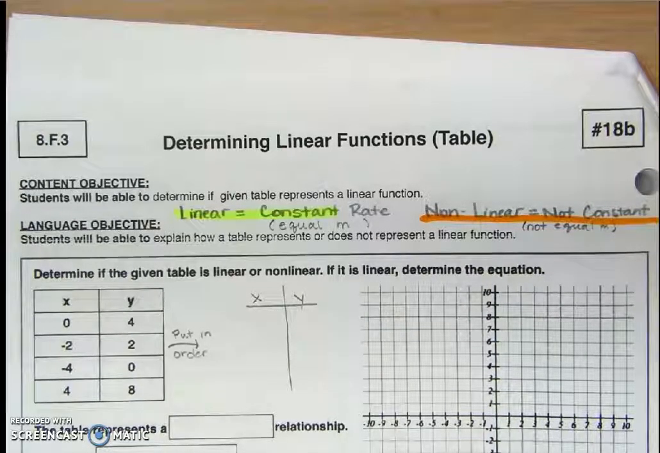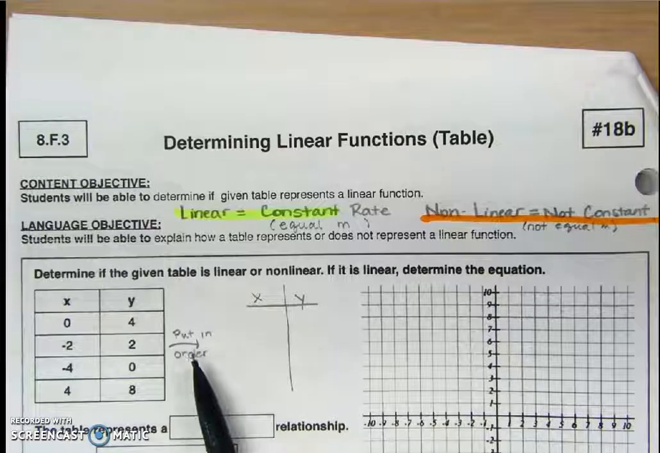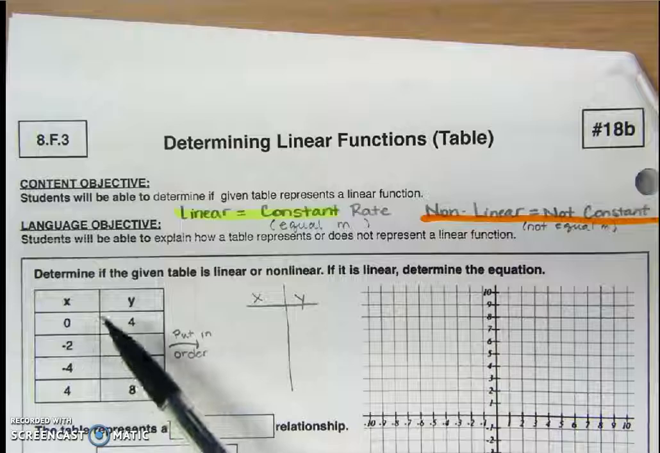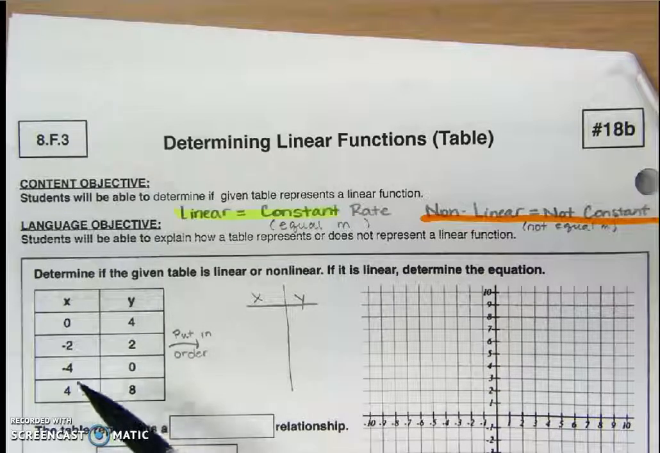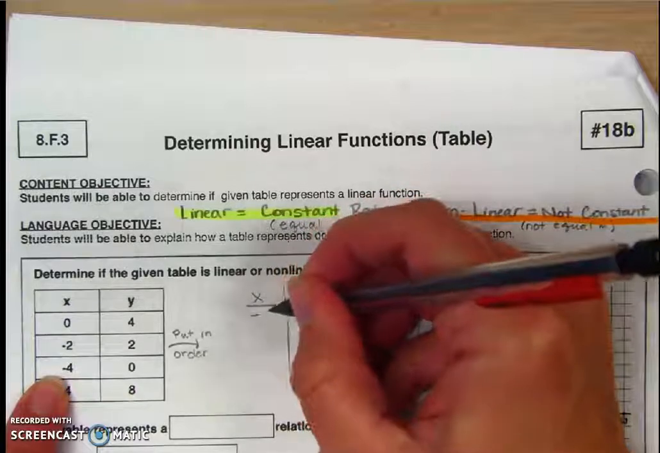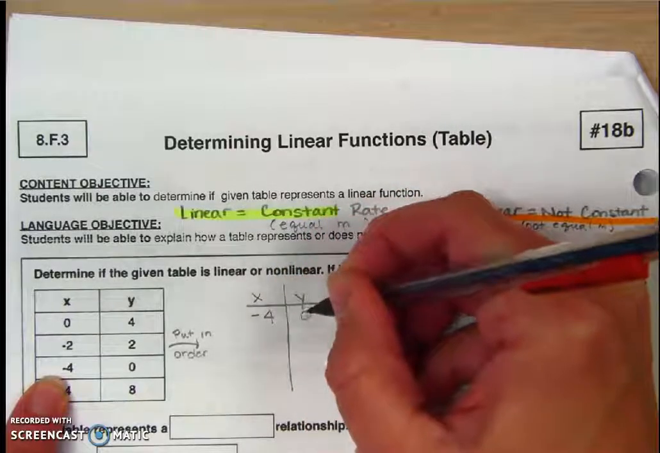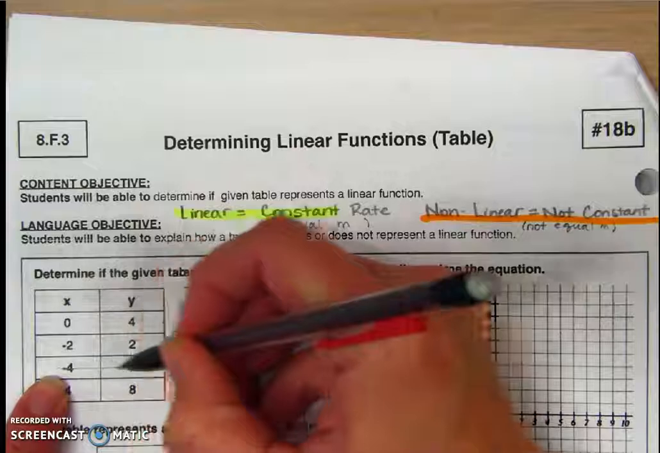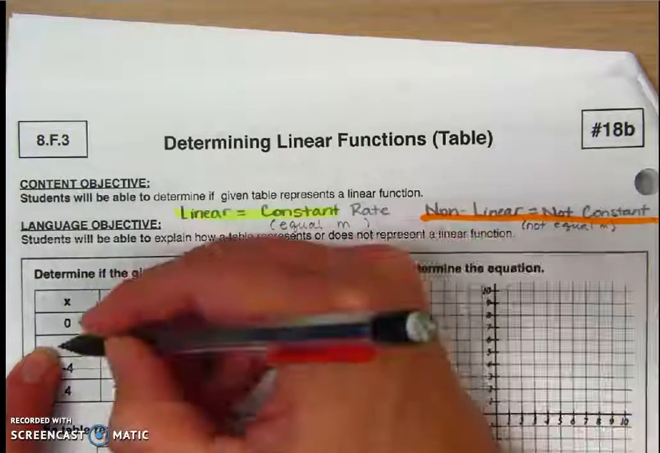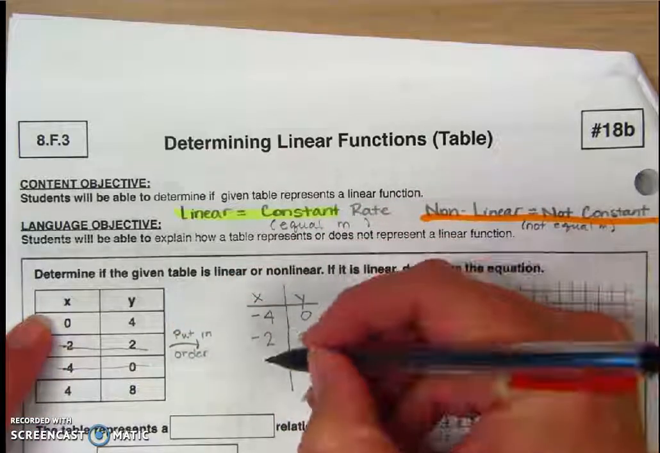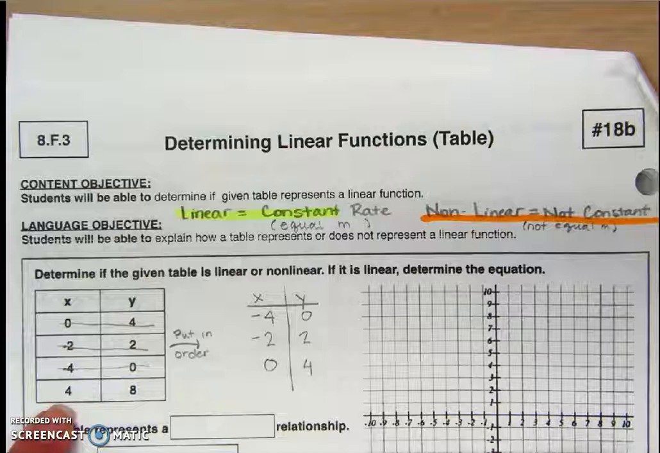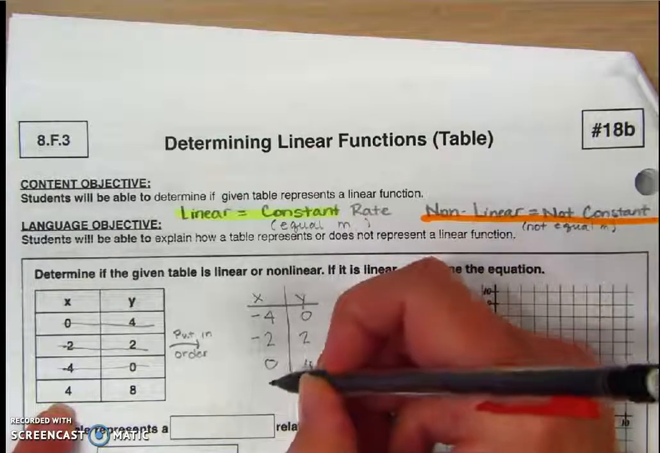They're not always going to be in order, so what I have written here is put them in order. So I'm redrawing the table, and I'm going to redraw it according to the x's. So the smallest x that's here is -4. So I'm going to write that one first. -4 goes with 0. And then next up is -2. -2 goes with 2. Next up would be 0. 0 goes with 4. And the largest x here is 4, which goes with 8.